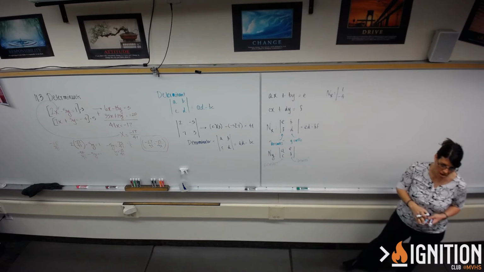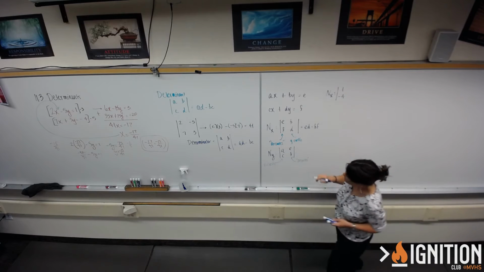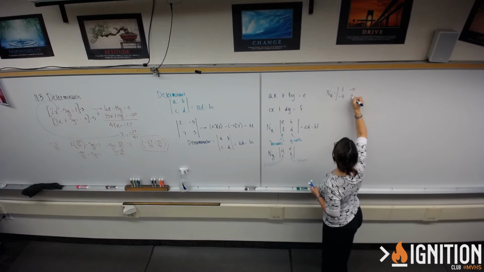The answers go in the x column. What are the coefficients on y? Negative 5 and 3.